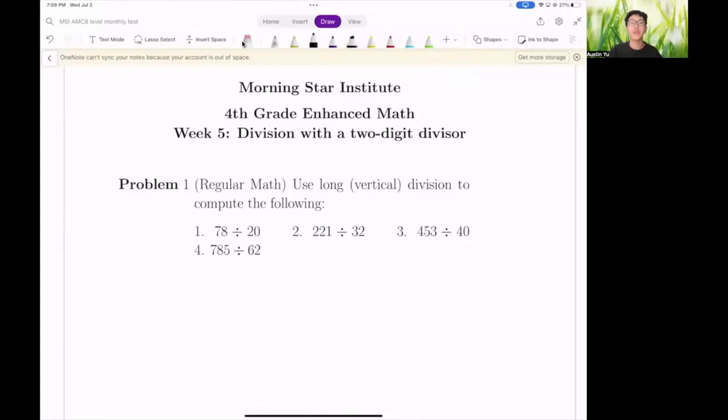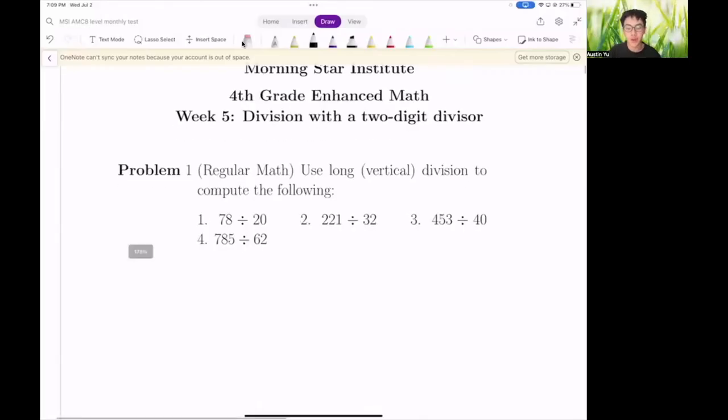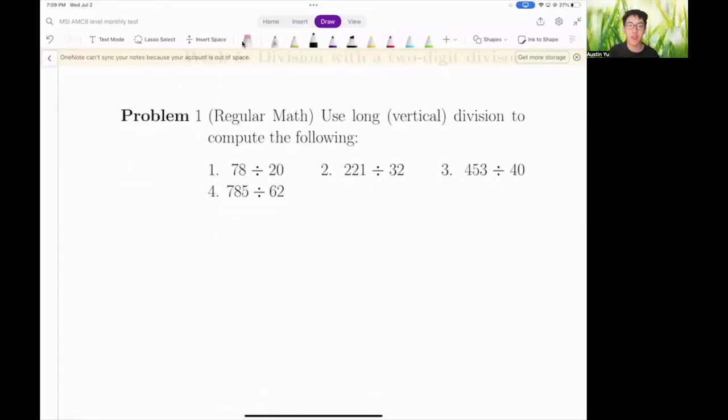Hi everyone, welcome to the 4th grade Enhanced Math Week 5 Division with a 2-digit divisor solution video. Let's start right off with problem 1. Use long division to compute the following problems. Let's start right off with number 1, 78 divided by 20.